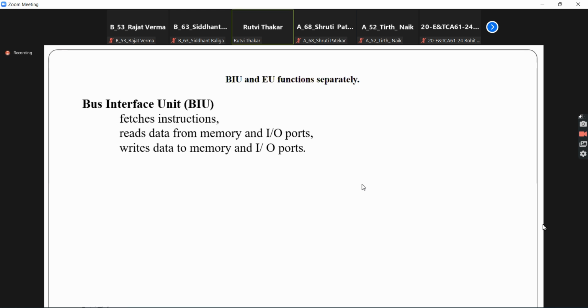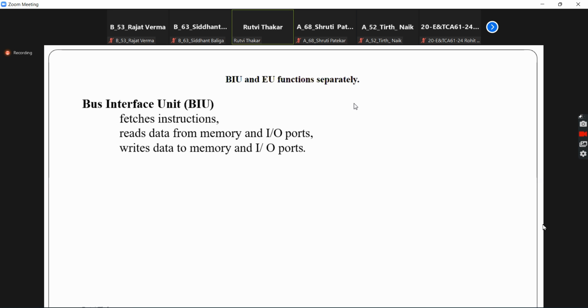BIU. Okay, so we'll take this summary before ending the lecture. At that time I'll tell again. It is very simple. BIU is fetching the instruction, that you understood. Whatever you tell them to do in human language, it will convert into its own language. That is fetching of the instruction. Next, reading the data from the memory or IO ports. That means whenever you are accessing some data from any memory, you are reading it. Writing the data means whenever you are opening an application or modifying an application, that is called writing the data.